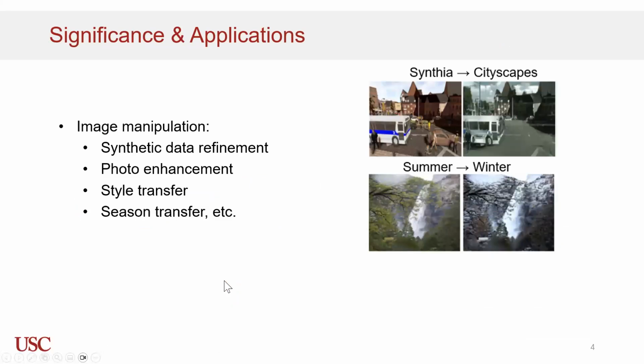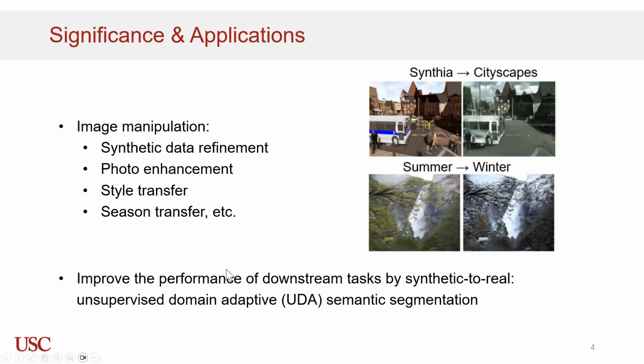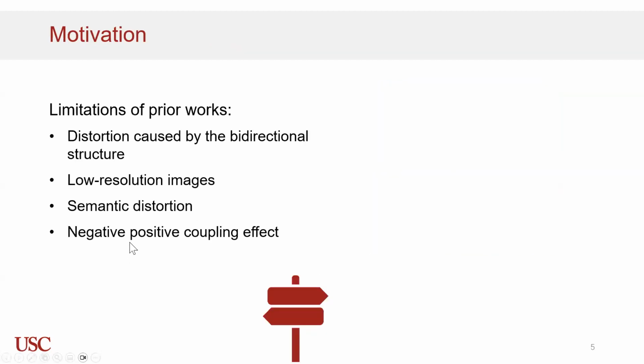And it is very important and has many applications with respect to image manipulations, and it can also be used to improve the performance of downstream tasks. For example, the unsupervised domain adaptive semantic segmentation, UDA. And our motivation is that there are many limitations of prior works.